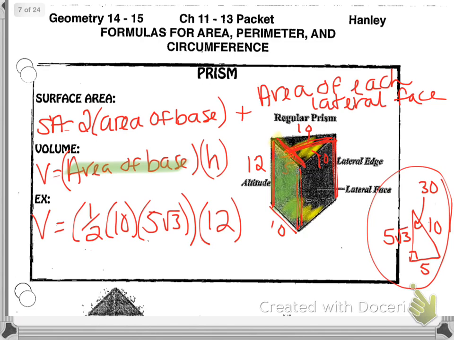So we have 5 times 5 square roots of 3, 1/2 of 10 is 5. So 25 square roots of 3 times 12, and that should give us 522 units, and now we're talking cubic units because we have 3-dimensional space.